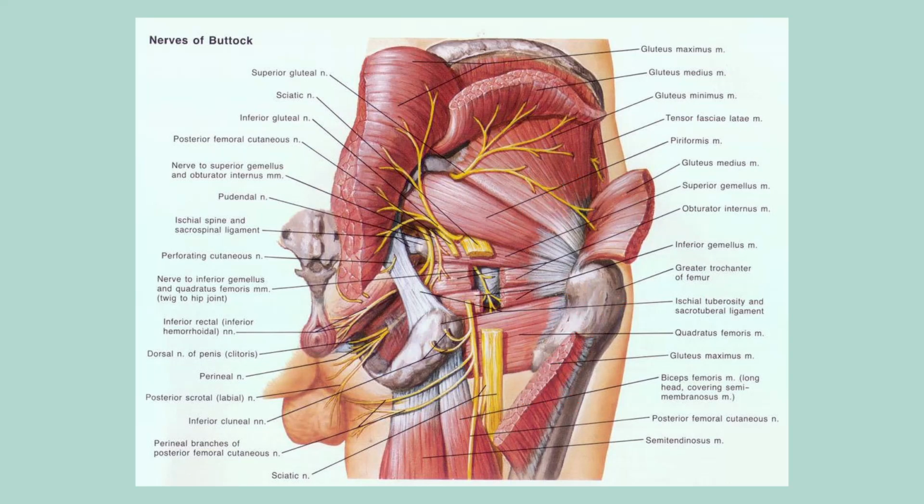The next thing I would like you to notice is this nerve right here. This nerve is called the superior gluteal nerve. Notice that the superior gluteal nerve goes superior to the piriformis and inferior or underneath gluteus minimus. And note that it terminates within gluteus medius.